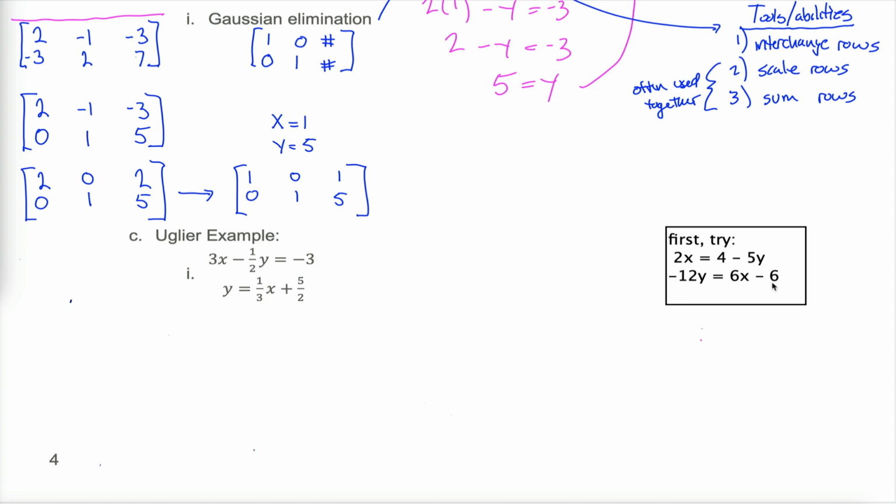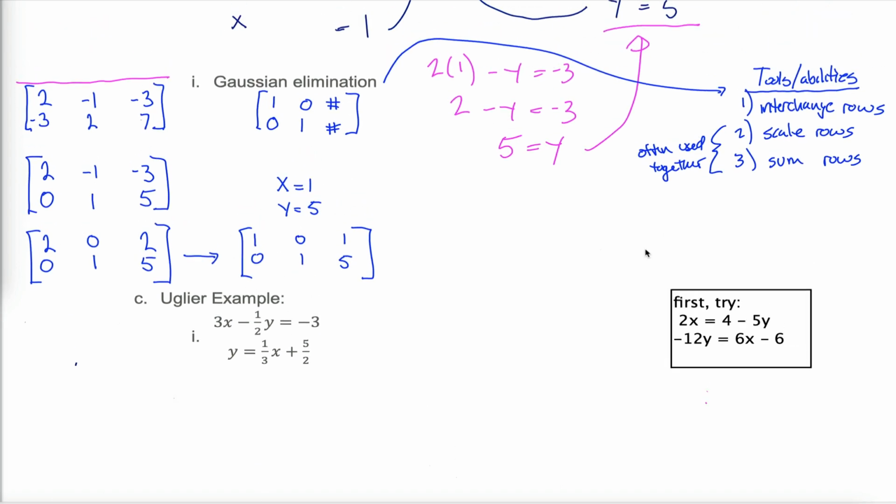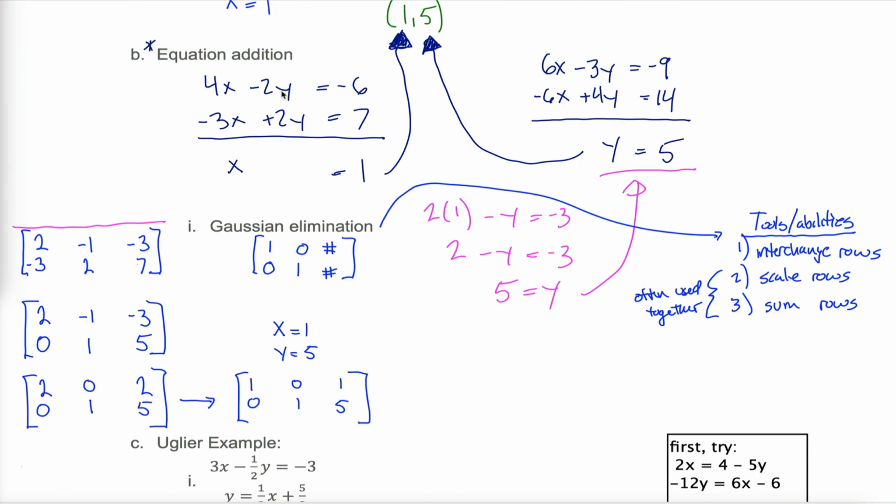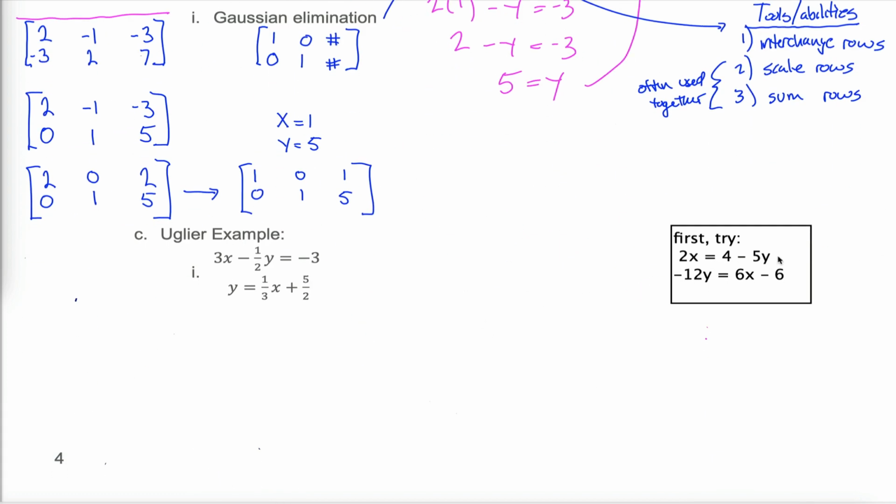So again, we have a system of linear equations in 2 variables, right? We got x's and y's. And what I want to do is solve that system using this method of Gaussian elimination. So you may recall that the first thing that you have to do is rewrite these equations so they're in the form some number of x plus some number of y equals some number. So I'd rewrite my first equation as 2x plus 5y equals 4.